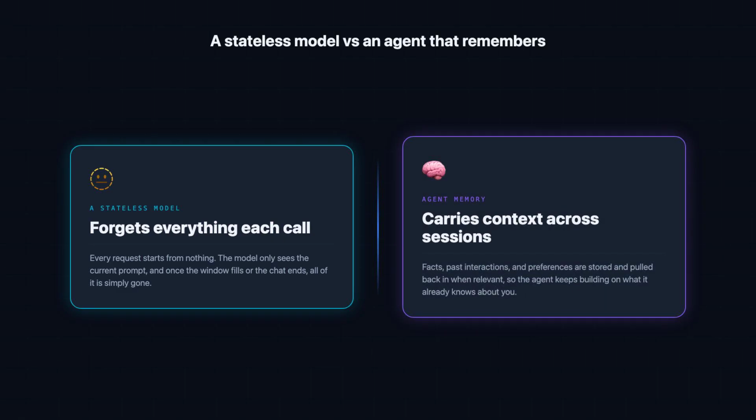Agent memory fixes exactly that, carrying information across steps and sessions. Important facts, past interactions, and learned preferences get stored and pulled back in whenever they're relevant. So the agent builds on what it already knows. Suddenly, it can remember you, continue yesterday's task, and reason across far more than one crowded prompt.